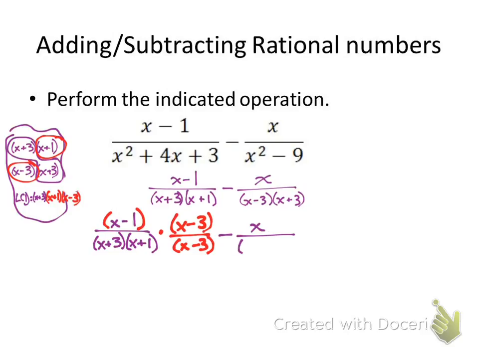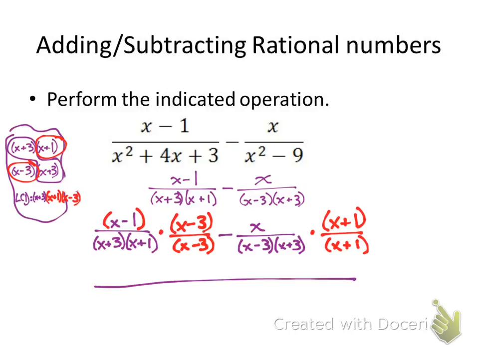The second fraction needs to be multiplied by x plus 1, or it's missing an x plus 1 in the denominator, so I'm going to multiply top and bottom by x plus 1 over x plus 1. Notice how that numerator is a monomial, so I don't need to encompass it with parentheses. So I now have a common denominator. I'm going to write the difference of those numerators together all over the common denominator. x plus 3, x minus 3, x plus 1.